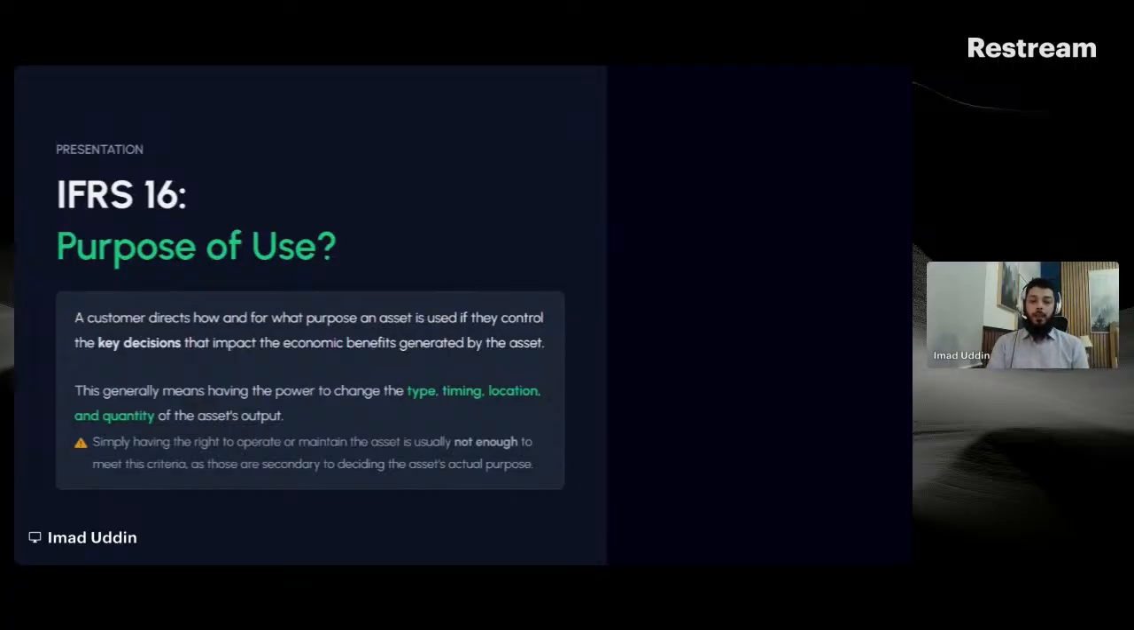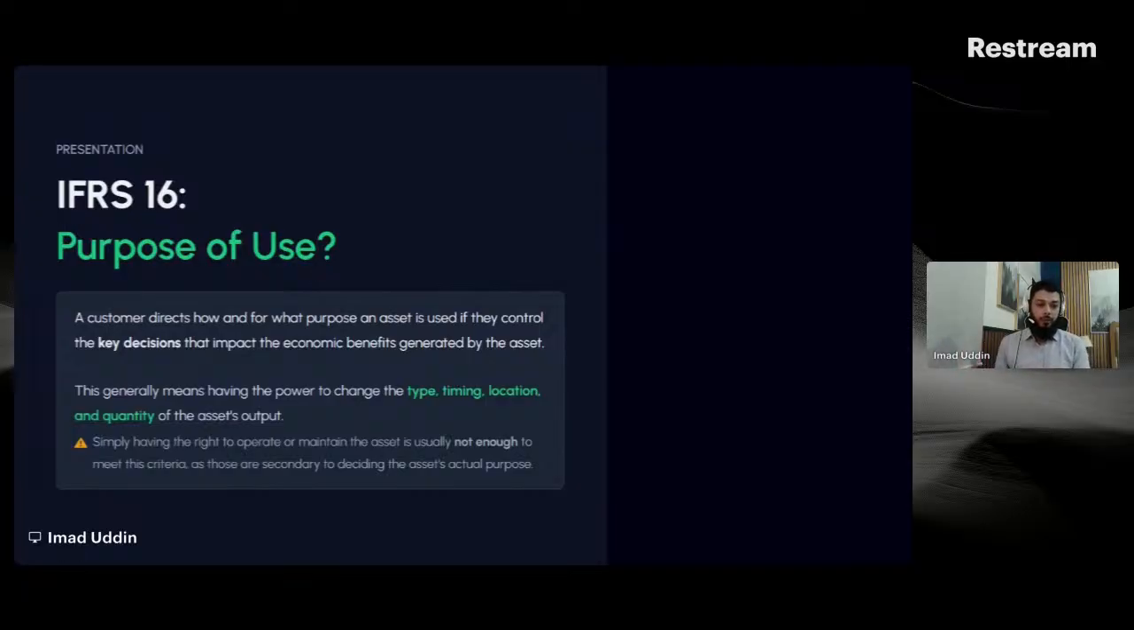However, simply having the right to operate or maintain the asset is usually not enough to meet the criteria, as those are secondary to deciding the asset's actual purpose. So if you have that asset and you can operate it and you can maintain it, that's not enough because you need to be able to decide.